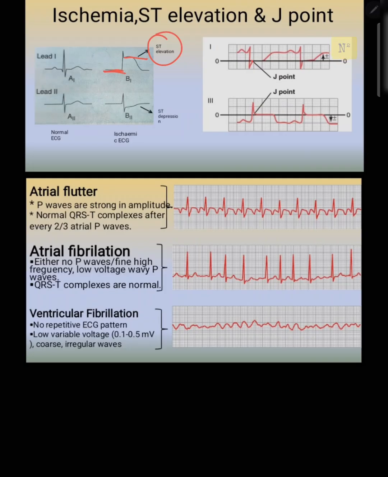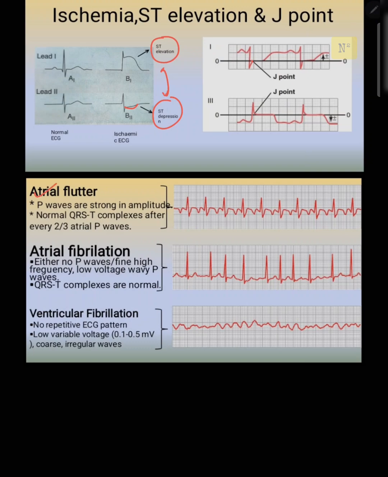If supposedly the isoelectric line is a little bit higher than the ST segment, that is called ST depression. So in ST elevation you will get convex upwards, and in ST depression you will get concave upwards. Usually the ST elevation and depression might be present in the same patient also, and the lead which is opposite to the lead having the ST elevation, you will get the ST depression.